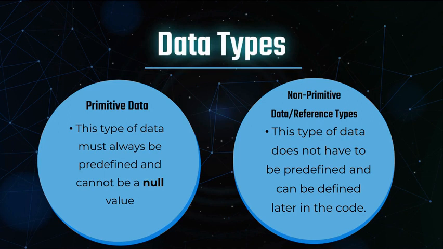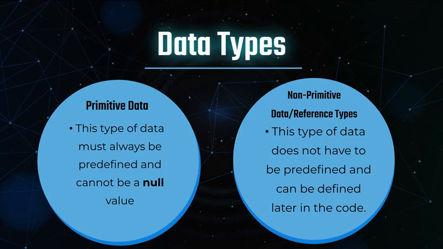Now let's understand a crucial concept in data types, which is primitive data versus non-primitive data. Primitive data is data that must be predefined at the start of a program. This data typically stores a value and it will throw an error if it is left undefined. Primitive data cannot store a null value, and I'll explain what a null value is later in the slideshow.